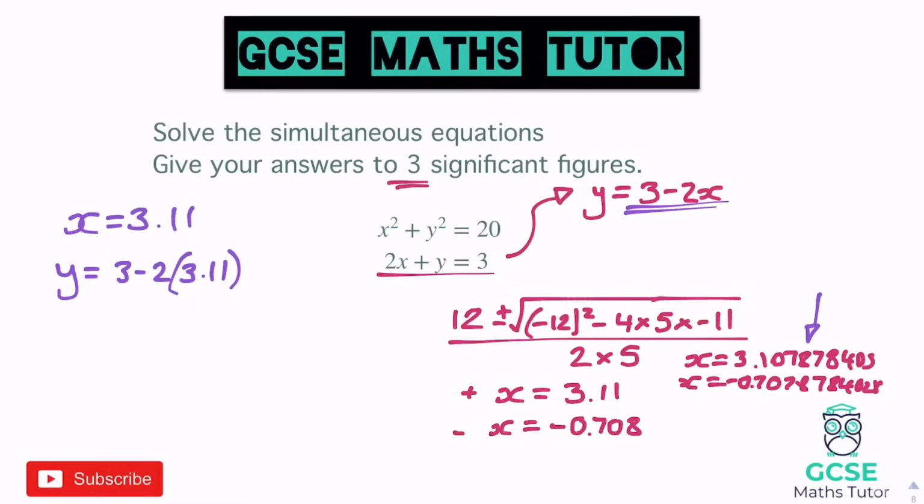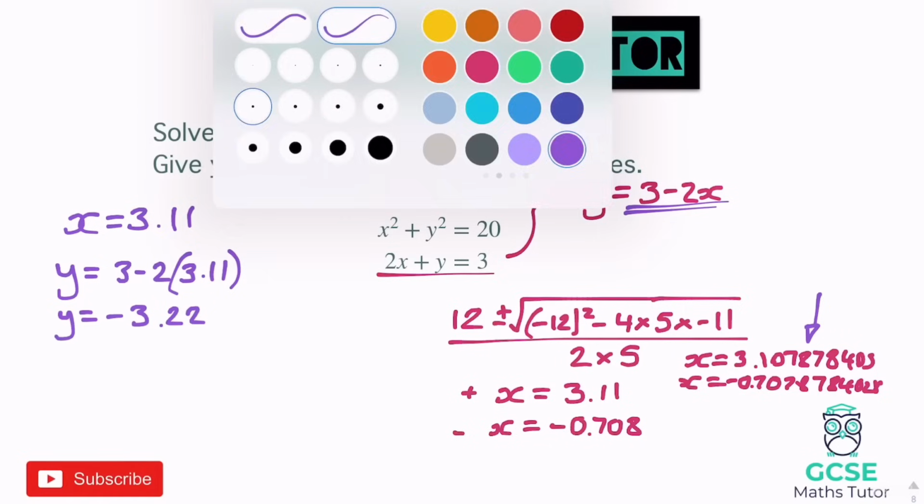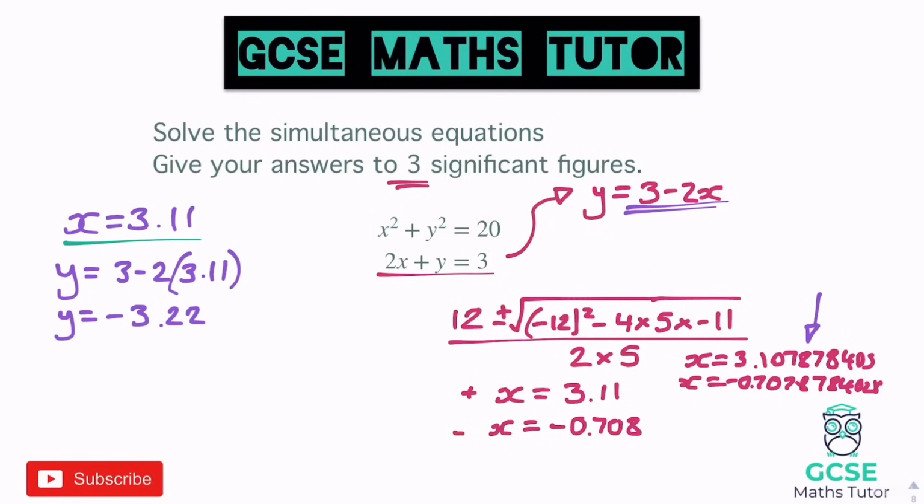So on my calculator, 3 take away 2 times, and let's type that all in, 3.107878405, I think it was. Just make sure you write it down clearly so you can read it, and press equals, and I get y equals negative 3.215, so 3.22. There we go, rounding that again to three significant figures, although it was negative 3.215. Okay, and that 5 rounds it up. So there's our first solution. We've got when x is 3.11, y equals negative 3.22. Okay, that's my first set of solutions there.